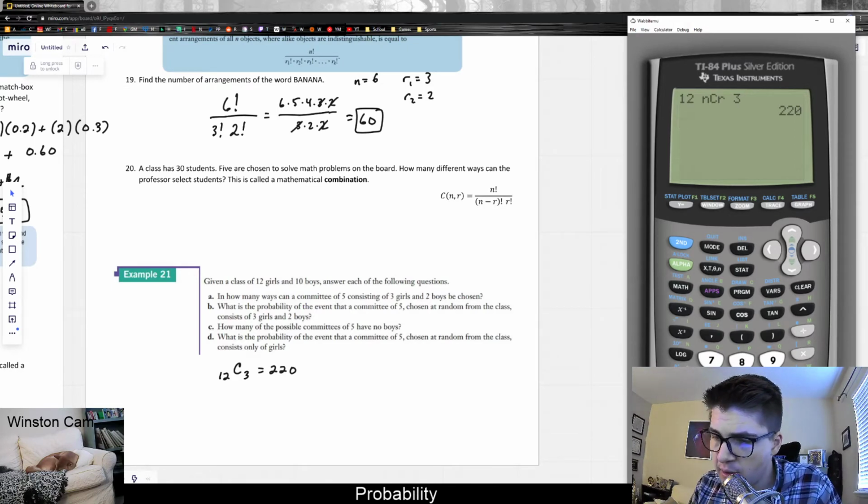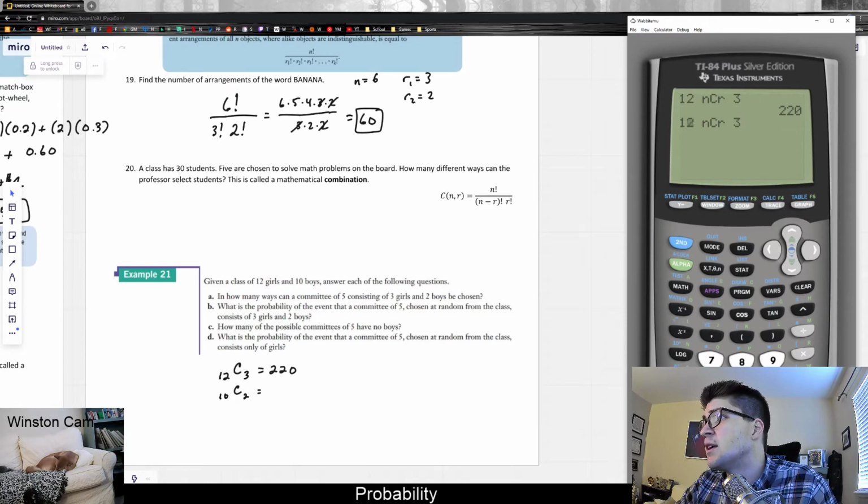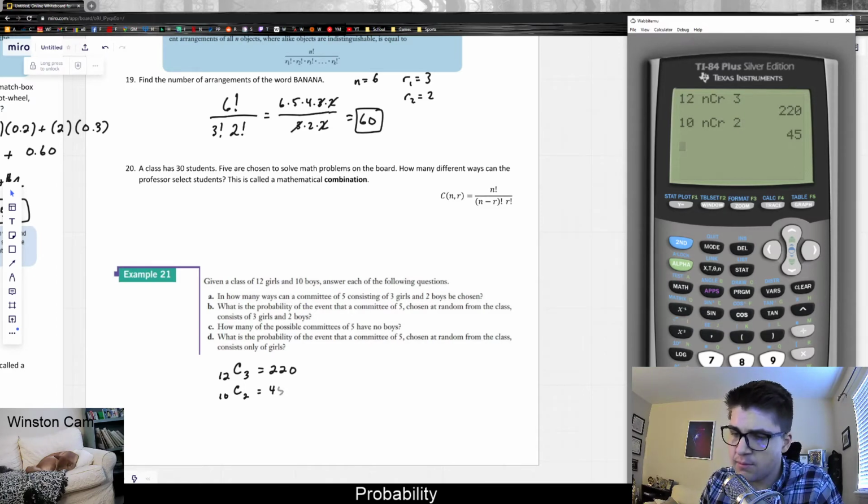And I could also look at the boys. There are 10 boys and I'm trying to choose 2. So we need 10 choose 2 as well. Again, we could use the factorial formulas that we were looking at before, but of course, the calculator's faster. And now the question is, how many ways could we form any one of these committees? Essentially, there's 220 different committees of 3 girls and 45 different committees of 2 boys.